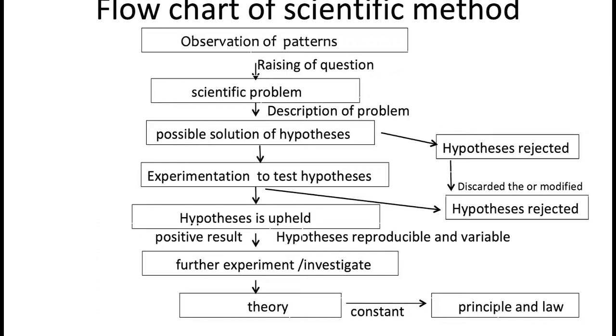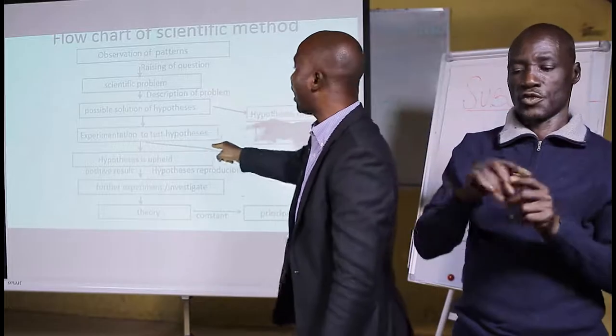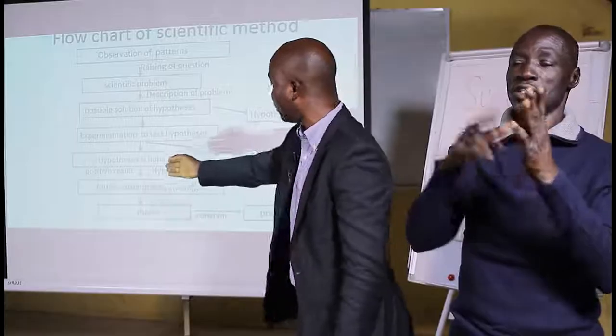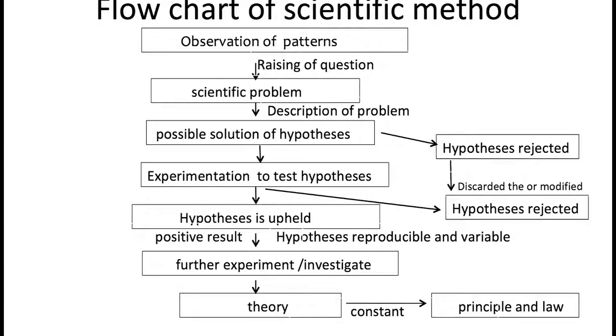This experimentation is to test the hypothesis. Remember I said that this hypothesis can be true, that is upheld, but if this hypothesis is not proven by the experiment, it can be rejected or it can be modified. And when it is modified, it will go back to the test or experimentation again to confirm that it will stand the test of time. Now, when this experimentation is positive, the hypothesis will be reproducible with other variables, and further experimentation will be carried out.